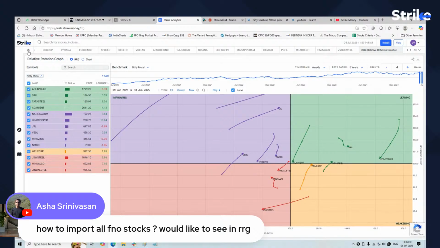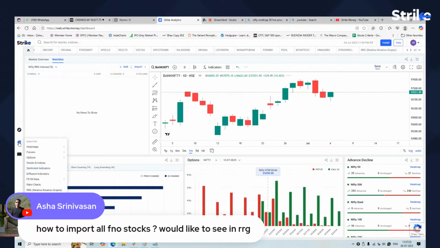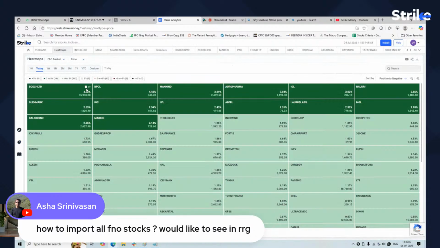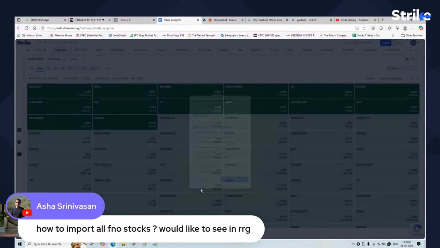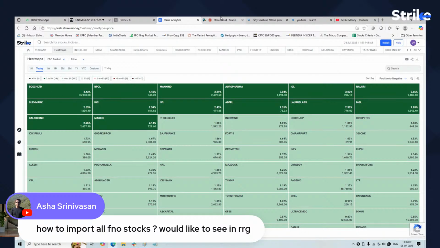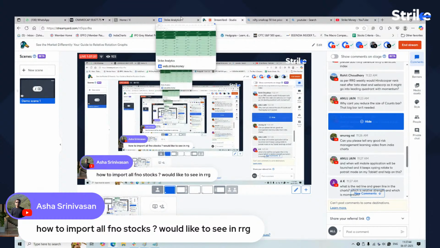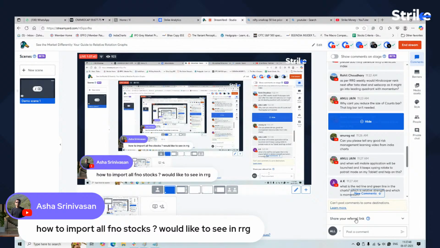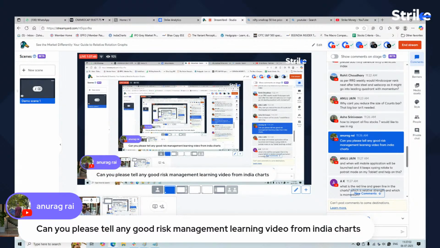But right now, what I'm doing is that I am going to the FNO heat map, and from there I am taking 50 stocks in my watch list over there. So that way, I'll have to make 4 to 5 RRG watch lists for me to see it in RRG in batches of 50.